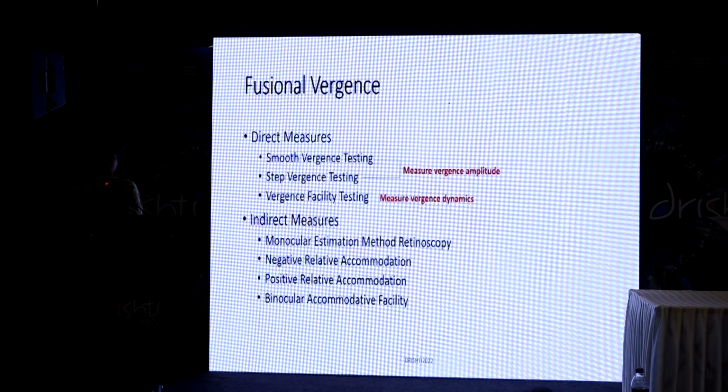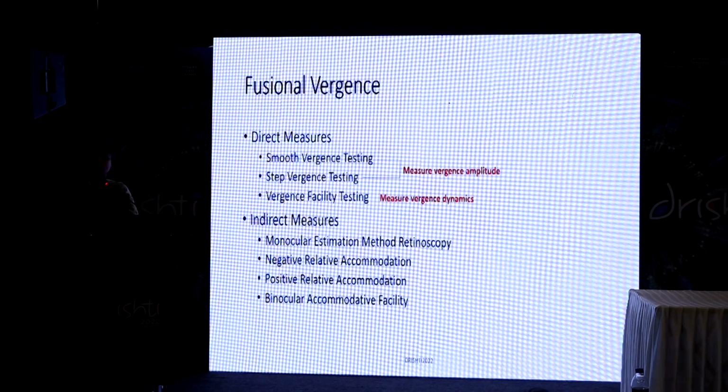Then comes fusional vergence measurements. So you have two measures, direct measures and indirect measures. Direct measures are of course your smooth and step vergence testing. You're basically measuring the vergence amplitude, and vergence facility testing measures the vergence dynamics. So many a time a person can have normal vergence amplitude, but when you go in for vergence facility, when you flip, these are available as flippers, so when you flip from base in to base out, they may fail in the vergence facility testing.